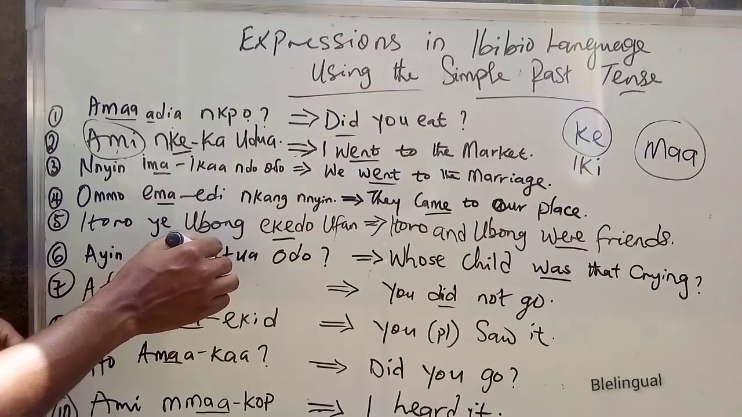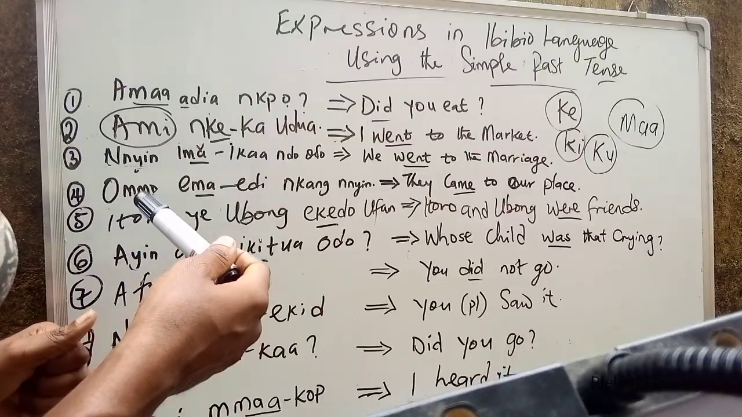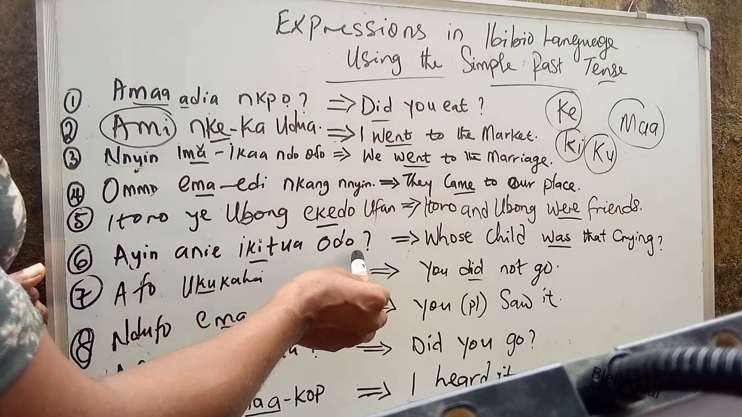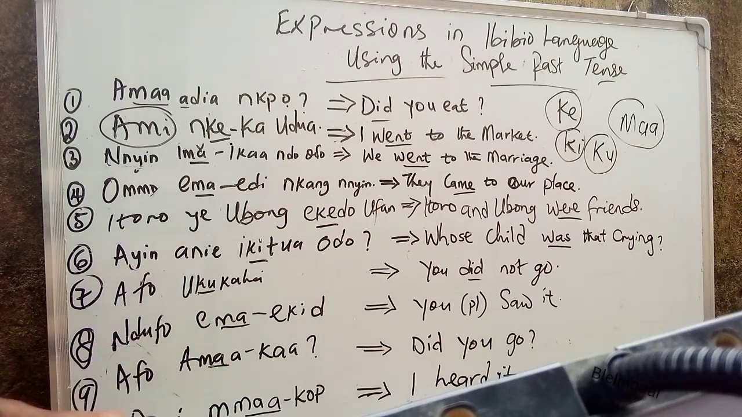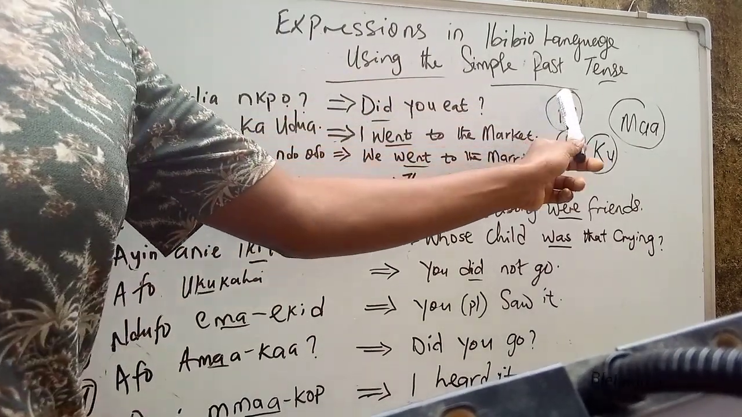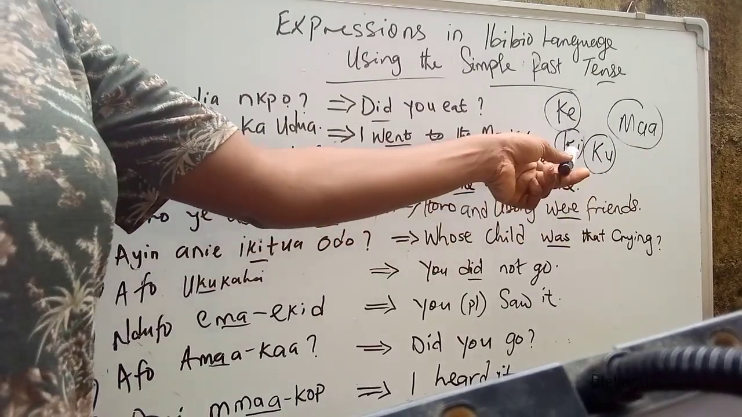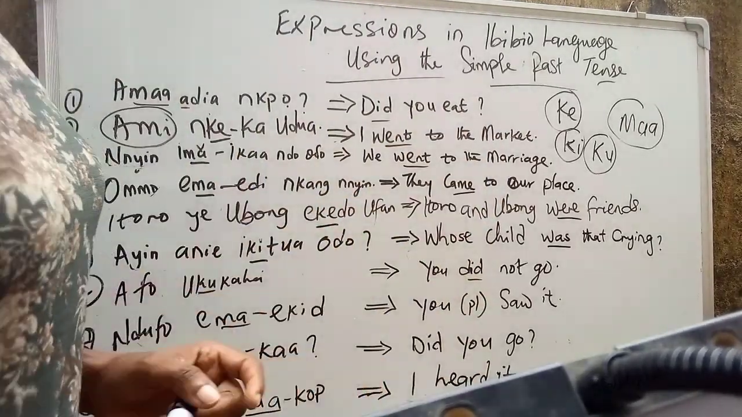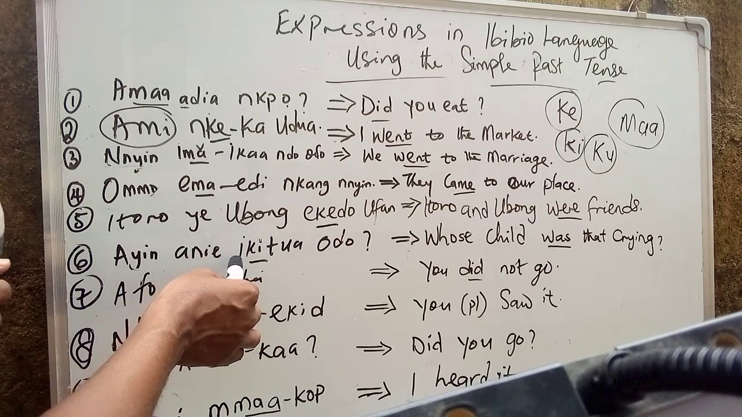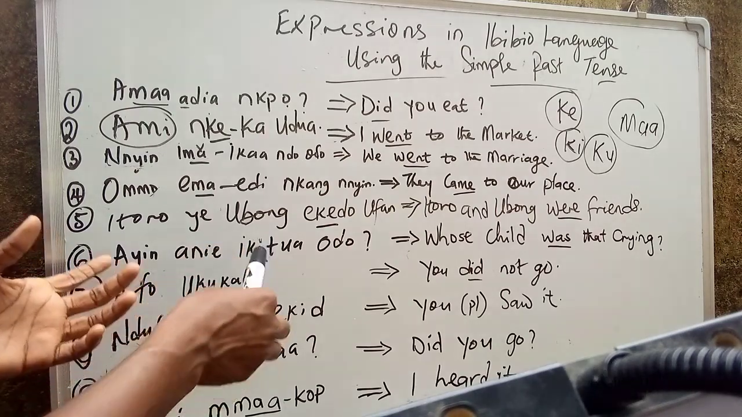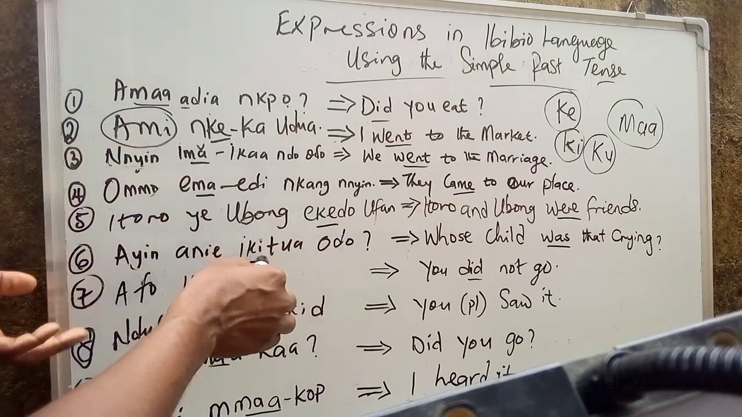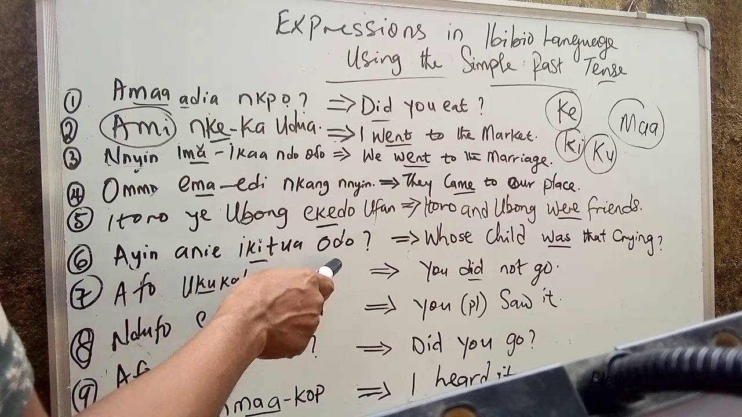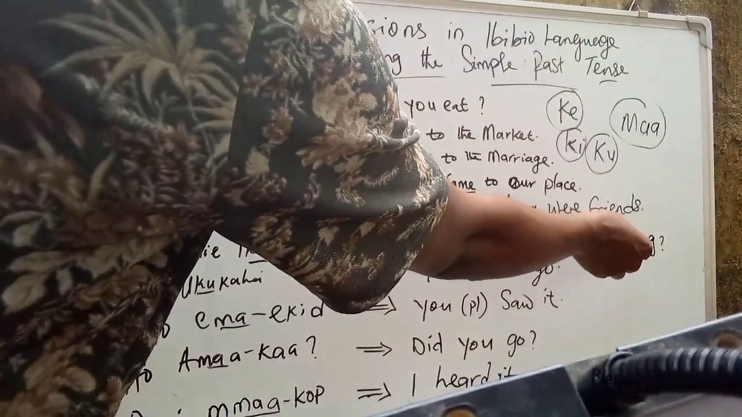The next example we have is Ayan anie ikitwa odo. Ayan anie ikitwa odo. Now, remember what I said, that the K here can actually change its forms. That is what we call in language sound assimilation. Now, this sound is assimilating to this other sound, the E sound. So that's why it is not K at this point, but ki. So, Ayan anie ikitwa odo. Whose child was that crying?